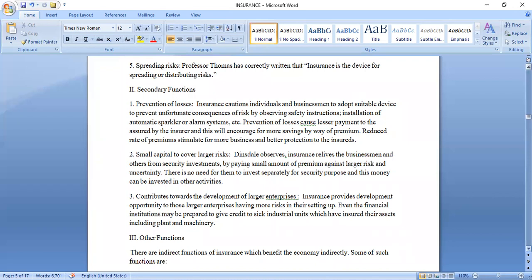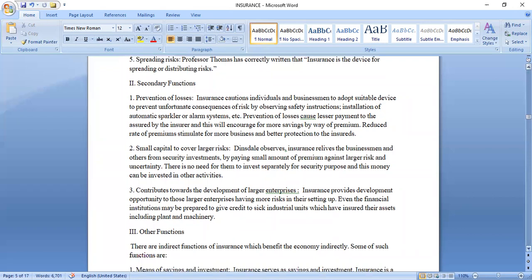Then let's look at the secondary functions of insurance. Number one is prevention of losses. We already know now that when these events occur, for example, fire, perils of the sea, even death, where we see that with life insurance, when someone dies, they will compensate depending on the policy and what the insured agreed. They will compensate, for example, his or her family. That's if it's life insurance.